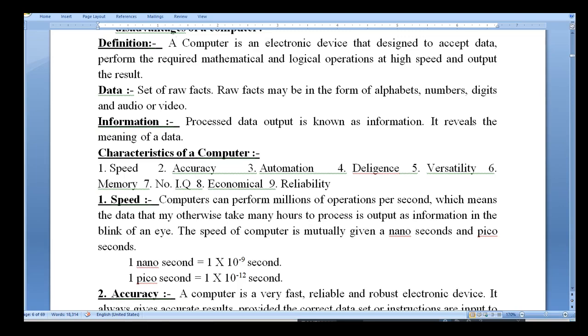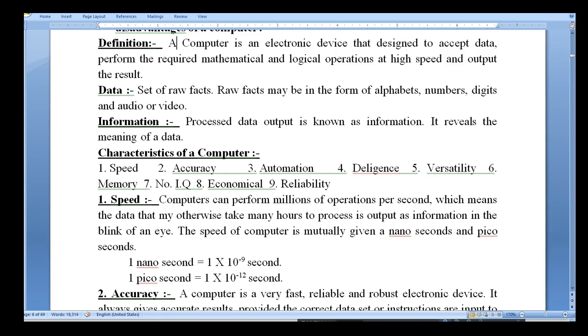So today we are going to discuss the basic organization of a computer and the block diagram of a computer, and how modern computers work and what the parts of a computer are. All these things will be explained in this video.